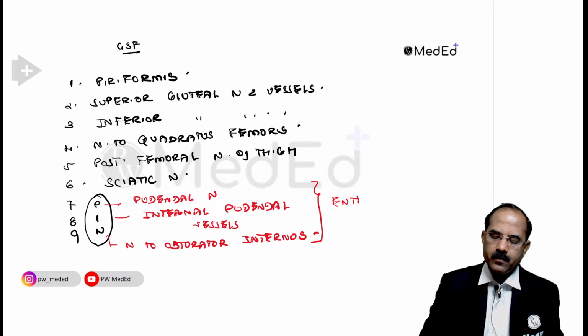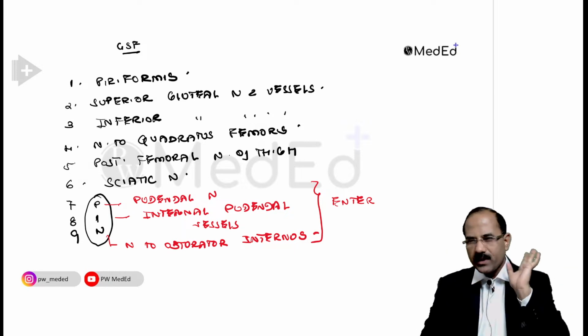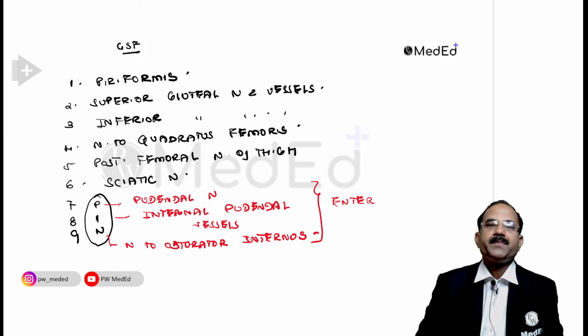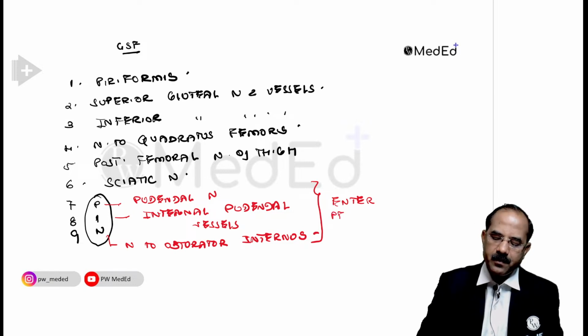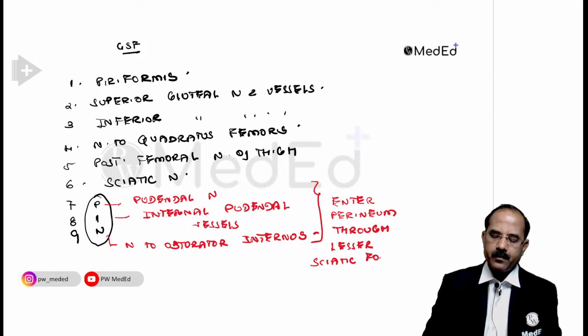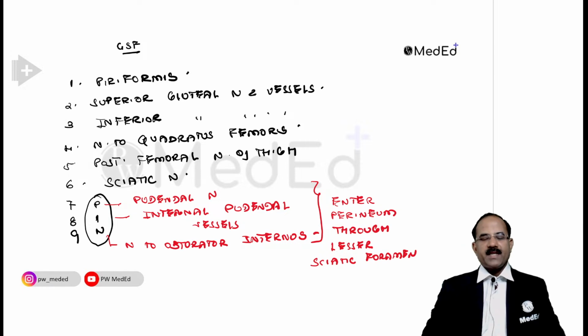These three structures, PIN, get out through the greater sciatic foramen. But they come out through the greater sciatic foramen and they enter the perineum through the lesser sciatic foramen. They enter the perineum through the lesser sciatic foramen.